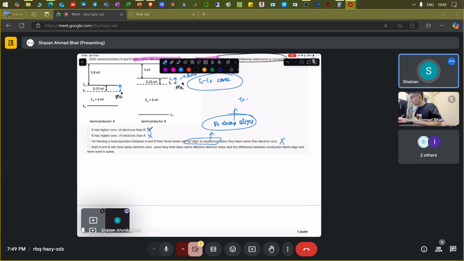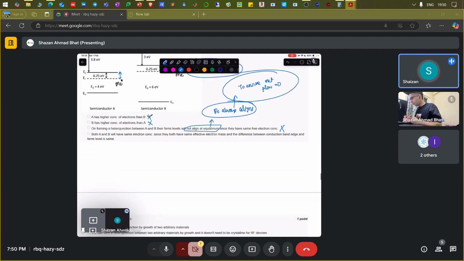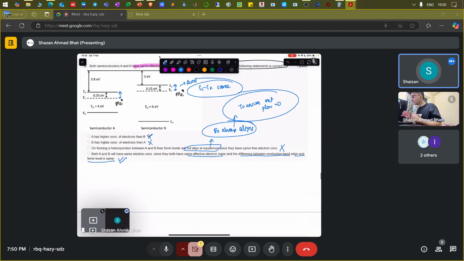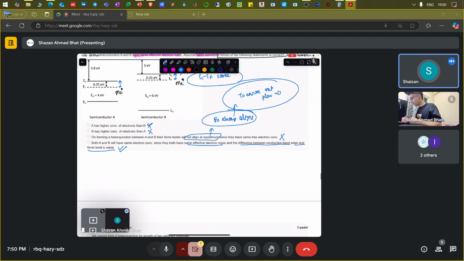This is to ensure net flow is zero in equilibrium. Both A and B will have the same electron concentration since they have the same effective mass and the difference between the conduction band edge and Fermi level is the same. That is the exact answer. Both will have the same concentration of electrons because, first, they have the same effective mass of the electron.